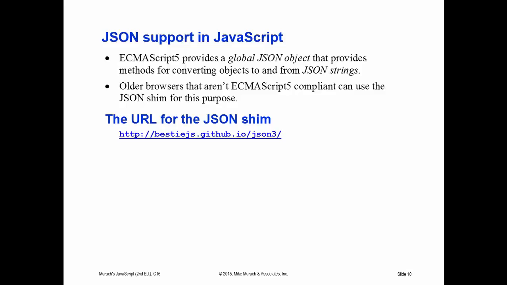Notice ECMAScript 5 provides a global JSON object that provides methods for converting objects to and from JSON strings, and we'll look at those in just a second. And older browsers that aren't ECMAScript 5 compliant can use the JSON shim for this purpose. So if you go out there, you'll find that. Basically, it's just a way to make sure that if you're using older browsers, it doesn't break.